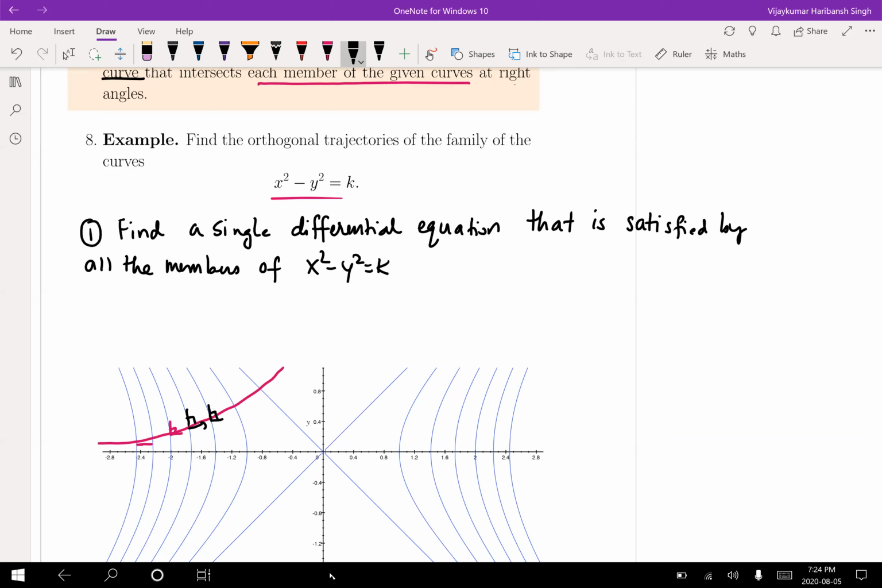And how do we get that? Differentiate with respect to x. We'll get 2x minus 2y times dy by dx equals 0. This gives dy by dx equals x over y.